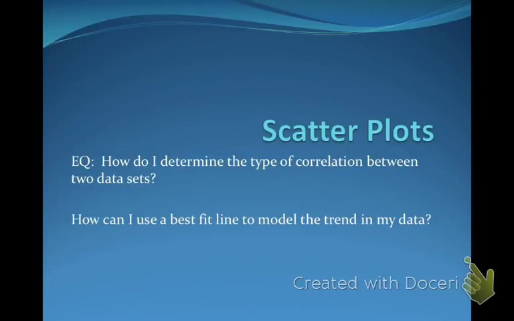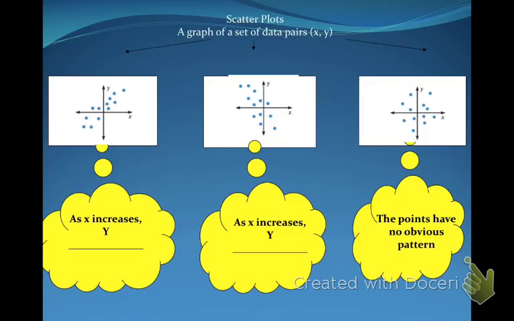In this lesson, we're going to look at scatter plots. Specifically, you want to be able to answer the question, how do I determine the type of correlation between two sets of data? And then secondly, how can I use a best fit line to model the trend in my data? So let's establish what a scatter plot is.